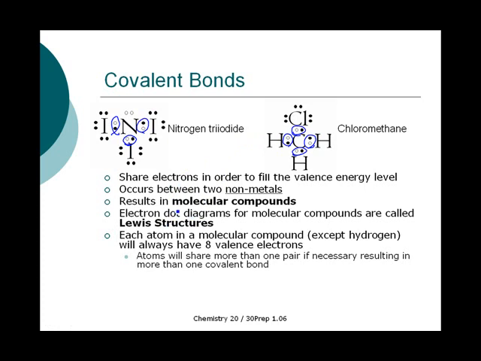Each atom in a molecular compound, except for hydrogen and helium, will always have 8 valence electrons. And atoms will share more than one pair if they have to in order to have those 8 valence electrons. Once you've decided on your Lewis structure, it's a good idea just to go around each of the atoms in it and check. Make sure that each one has 8 electrons around it, unless it's a hydrogen, in which case it's only going to have 2.